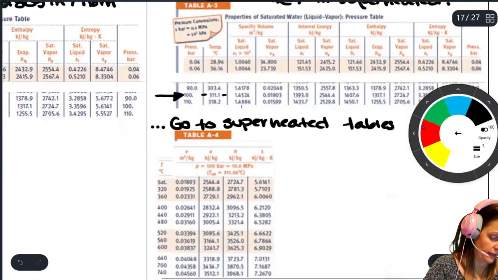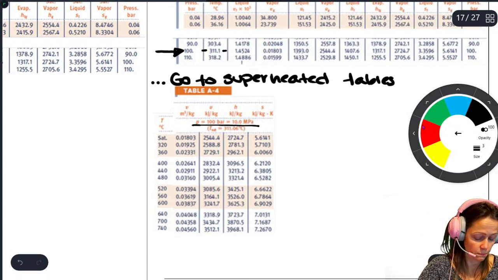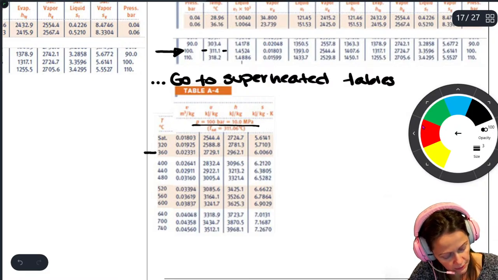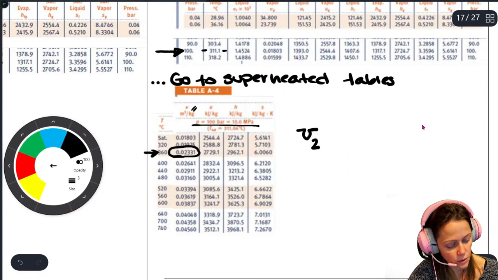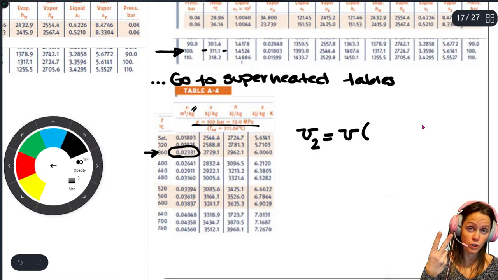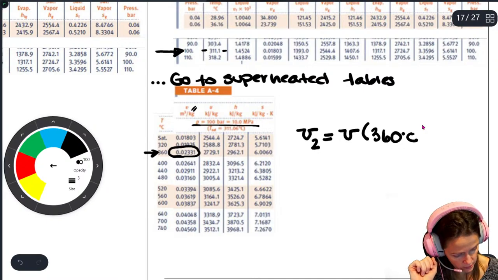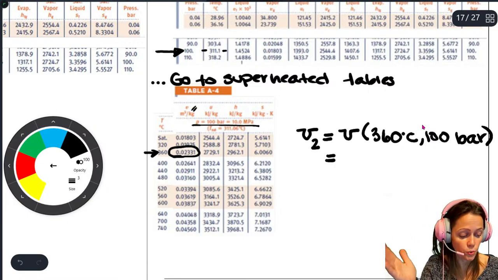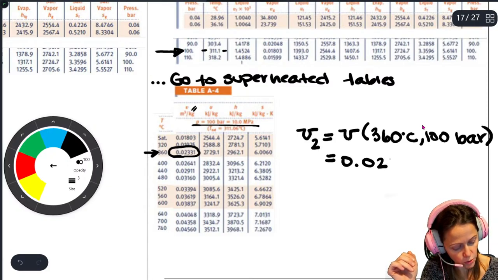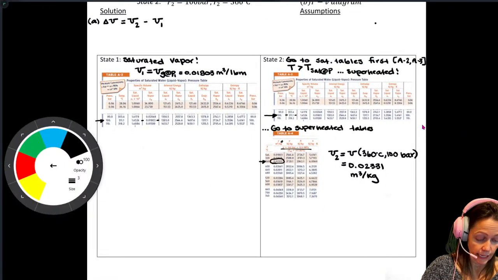And these are organized in blocks of pressure, which is really convenient. So I just need to go to the one that has 100 bar, and then I need to look at my temperature. So there should be a line corresponding to temperature. You can see that our specific volume, we can pull that value off right there. So the way you may see me write it, V2 is the specific volume as a function of two independent intensive properties. So it's a function of the temperature being 360 degrees Celsius and our pressure being 100 bar. And based on those two independent intensive properties, it's 0.02331 meters cubed per kilogram. Perfect. And so I think I'm good there.